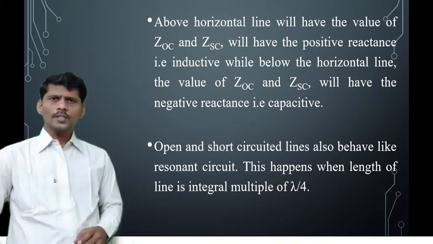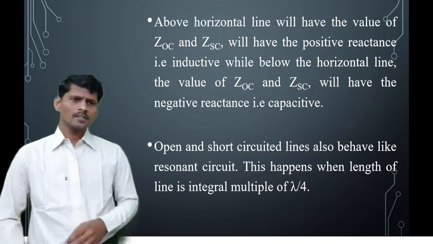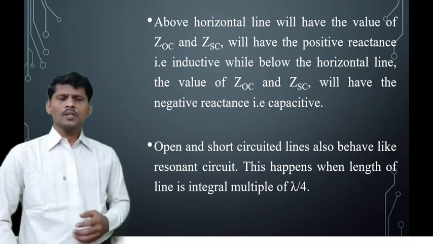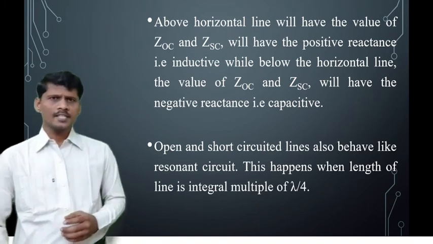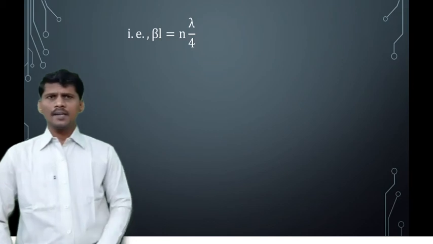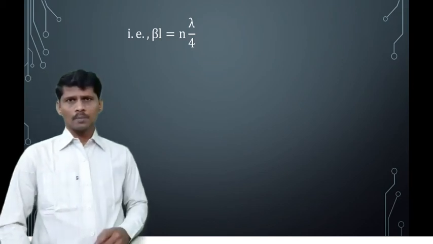So open circuited and short circuited transmission lines also behave like a resonant circuit. That happens when the length of the transmission line is an integer multiple of lambda by 4. Therefore βL is equal to n times lambda by 4.